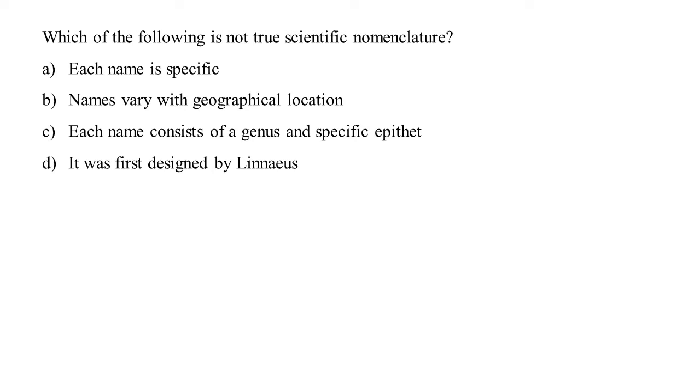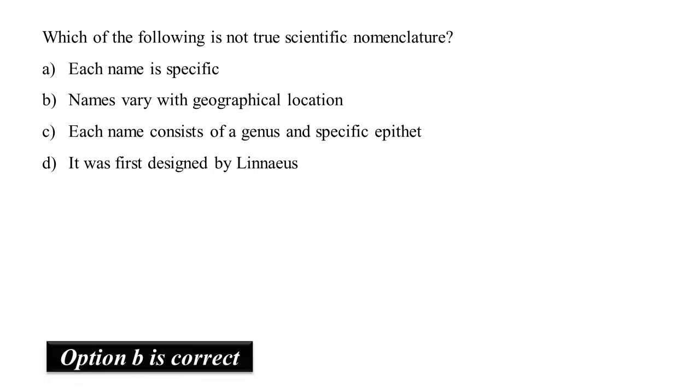One needs to remember that these names are very specific for a given organism or a population of a species, and irrespective of their geographical location, these names are conserved, provided the organism belongs to a unique species. So the correct answer is the statement that names vary with the geographical location, because it is not considered in the binomial nomenclature.